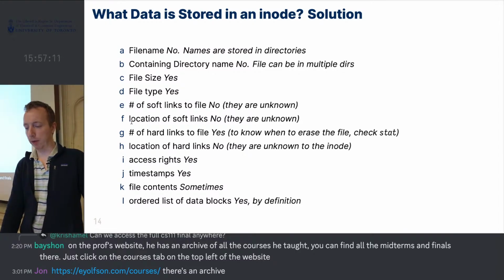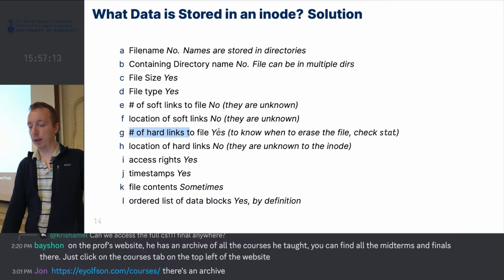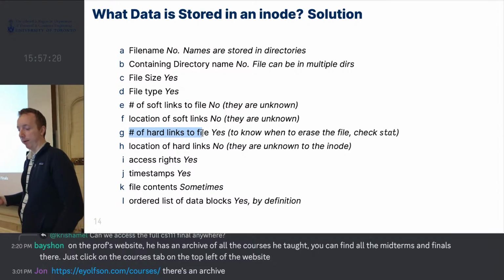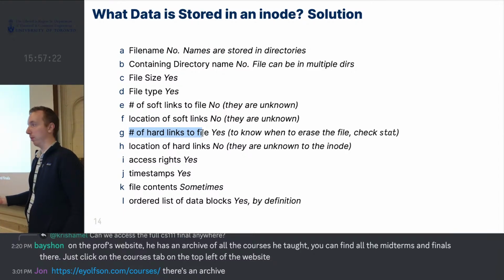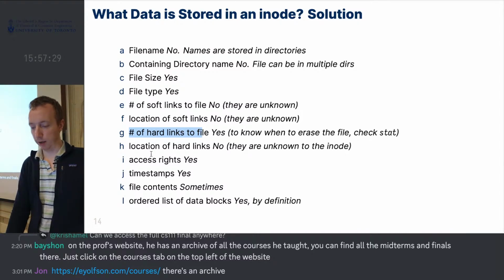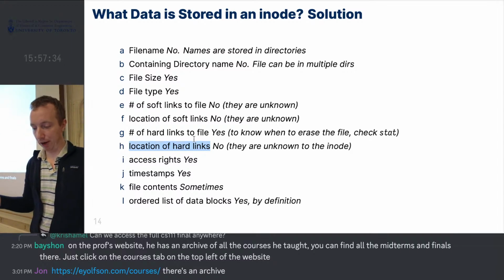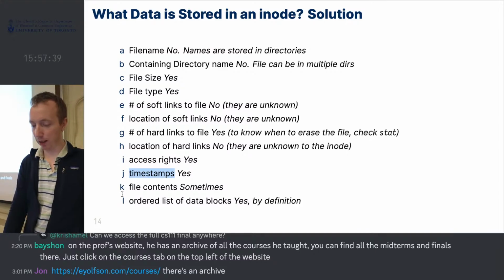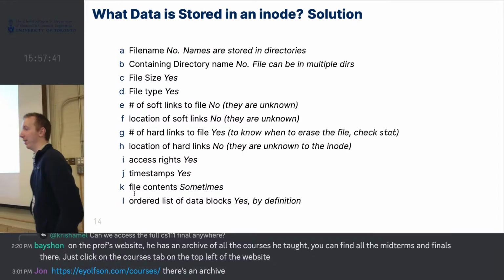And they don't know about the location of any other soft link, but the inode knows the number of hard links to this file because the kernel needs to keep track of it so that it knows when it can actually erase the file or mark it as unused. Whenever there are no names that refer to that file, I can't use it, so I could delete it. The location of the hard links, well, they're not known. The access rights are stored on the inode, timestamps are stored on the inode, and the file contents are sometimes stored directly on the inode.